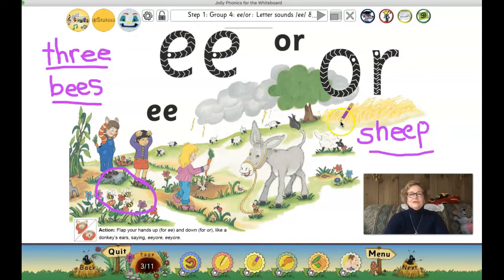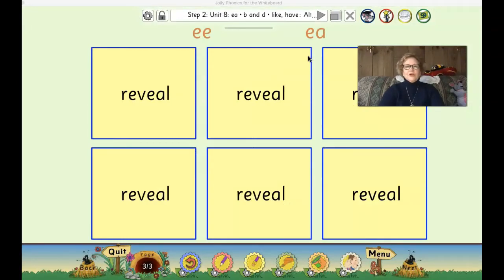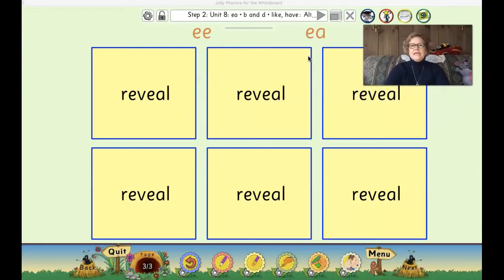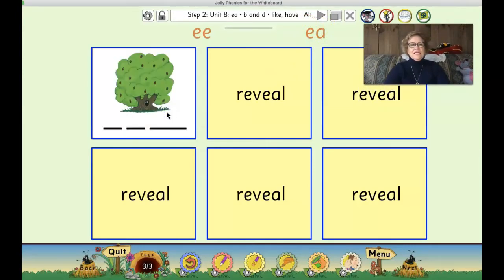I see something else that has E in it. And let's circle. We'll circle one of our little sheep here. What about this? What is this? It's a tree. Boys and girls, we're going to be learning about another way that we can spell E, and it's actually with E-A. Let's see what's in this picture. Here's a tree. Can you write it on your own paper? Tree. I'll write it for you up here.